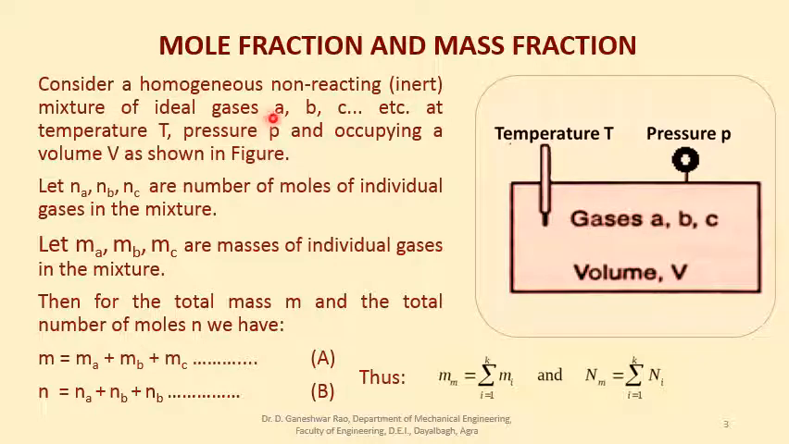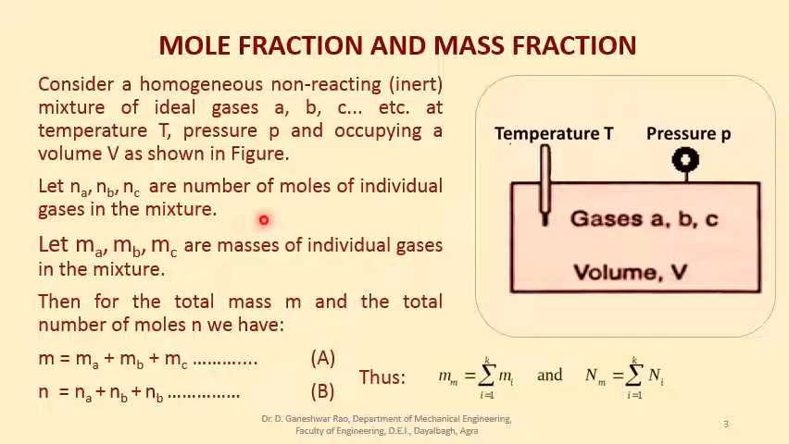Now consider a homogeneous non-reacting mixture of ideal gases. Say this is a container of volume V. On the right side in the diagram you can see it consists of, say, gases A, B, C. More number of gases may be there. We are considering these three gases at, say, temperature T and pressure P. Pressure P is measured with the help of a pressure gauge and temperature is measured with the help of a thermometer, and they are occupying volume V.